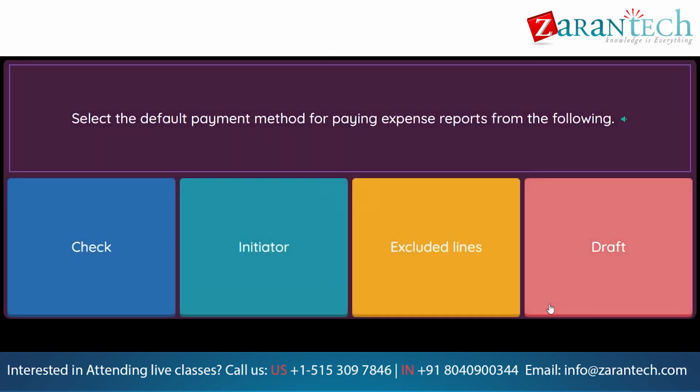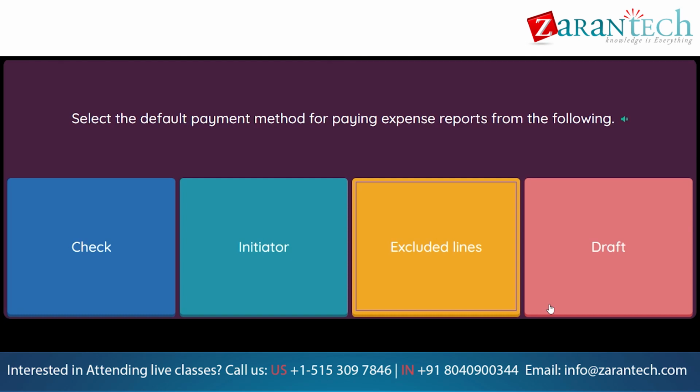Question: select the default payment method for paying expense reports from the following. Option 1, check. Option 2, initiator. Option 3, excluded lines. Option 4, draft.